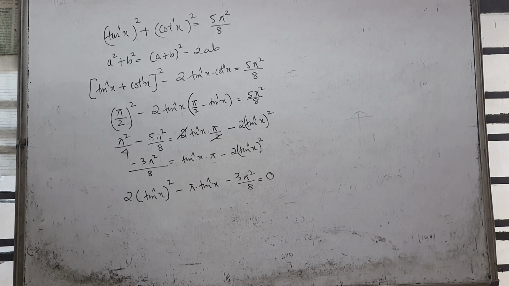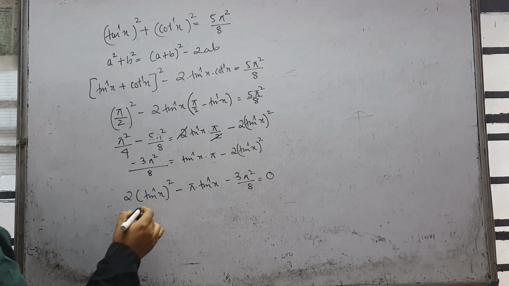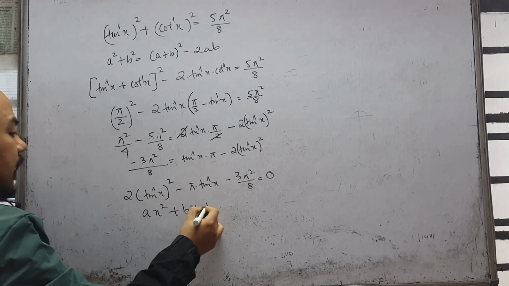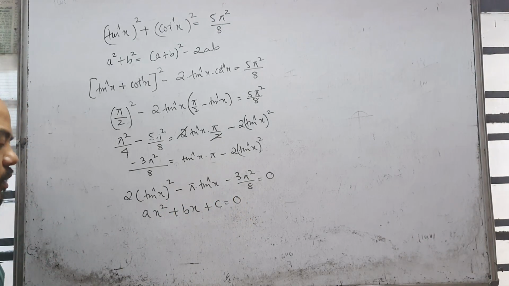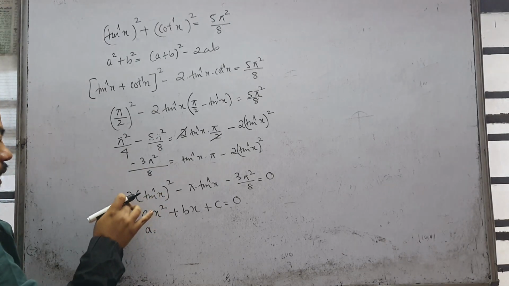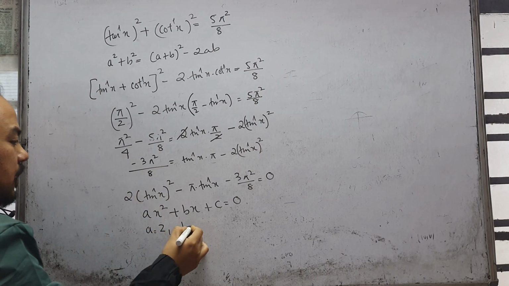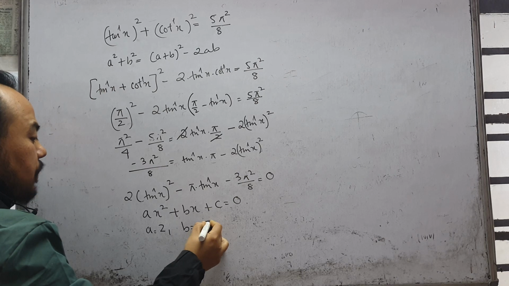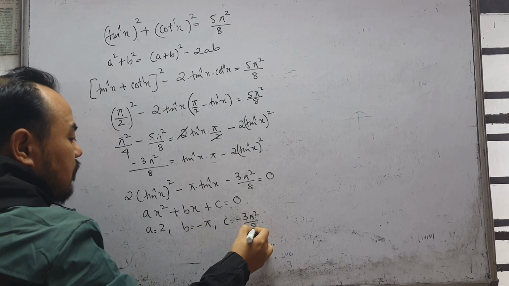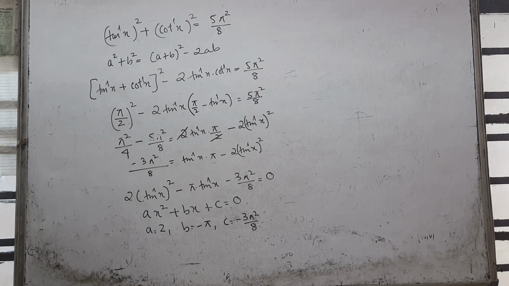Now tell me, this is a standard quadratic equation. How do you write a standard quadratic equation, please? Ax square plus bx plus c equal to 0. Can you tell me what is a? Here x is tan inverse x. What is a? 2. What is b? Minus pi. And what is c? Minus 3 pi square by 8. Is it clear? And finally, what are you supposed to do, guys? Sridhar Acharya's formula. That's it. Is it clear? Okay.